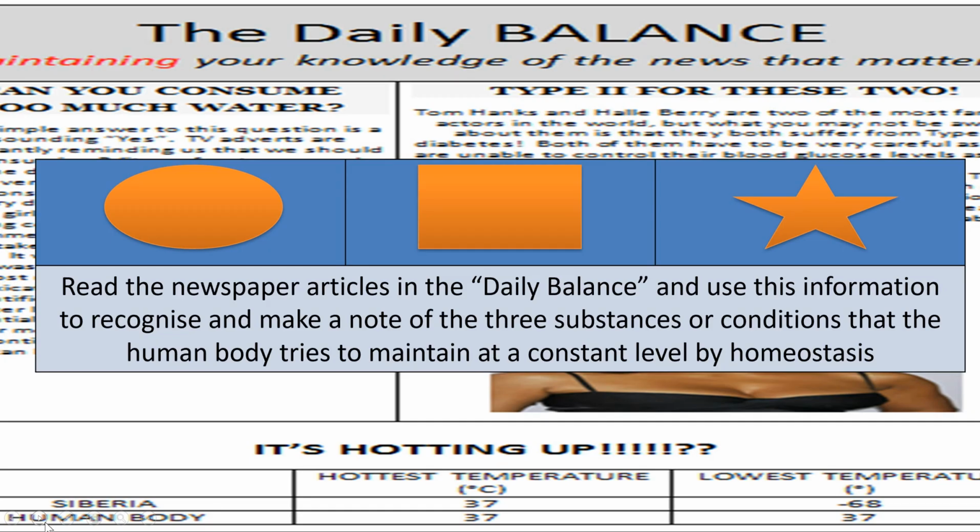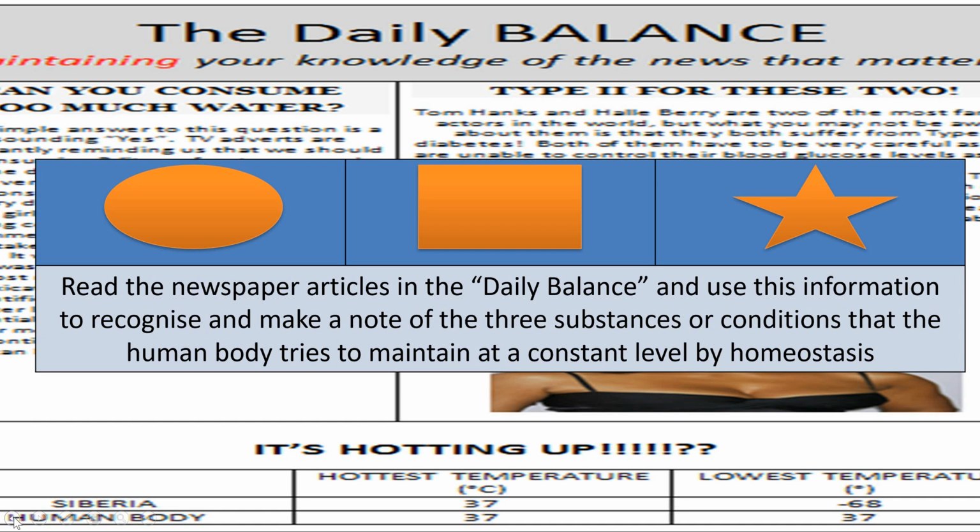On page 19, you have a newspaper article and a table which I would like you to read, and using that work out the three substances or conditions that your body is trying to maintain at a constant level by homeostasis. So by reading the newspaper article and looking at the table, you should be able to identify three things that the human body tries to maintain at a constant level. Pause the video and make a note of the three things on page 18, please.